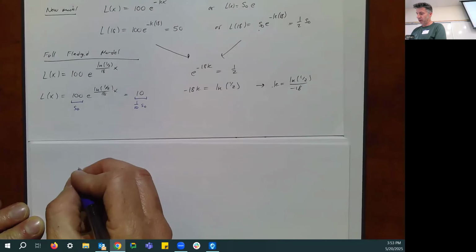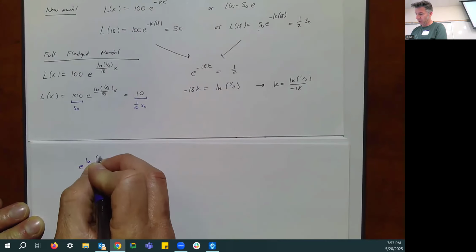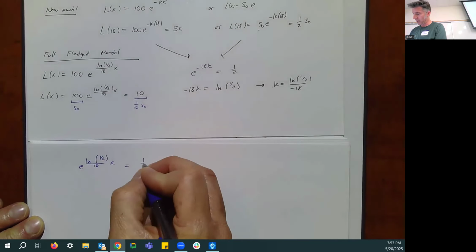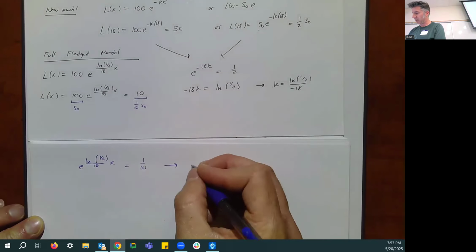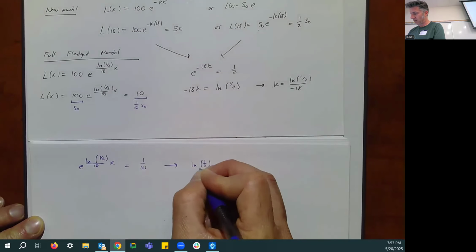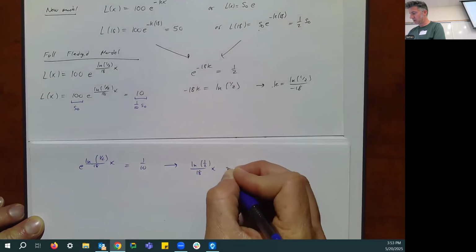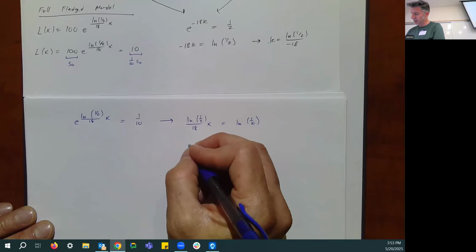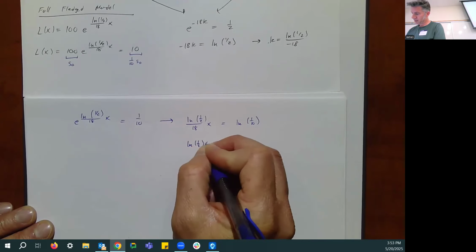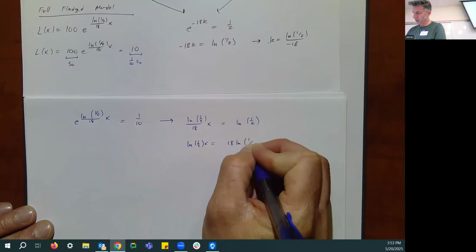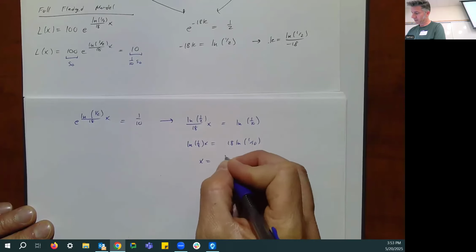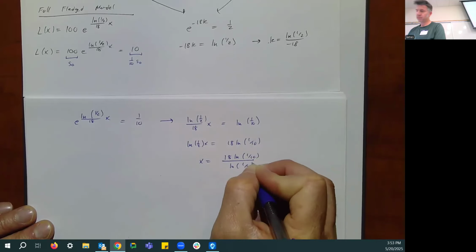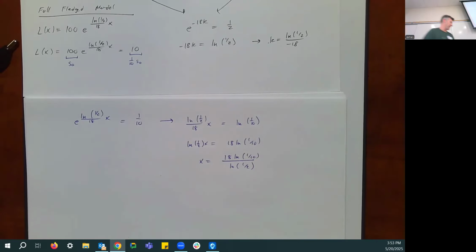So solving for x, we get e to the natural log of 1/2 over 18 times x equal to 1/10. We take the natural log of both sides. We get natural log of 1/2 over 18 on the left times x equals natural log of 1/10 on the right. When you multiply both sides by 18, and we divide both sides by natural log of 1/2. And if we don't have a calculator, we leave our answer like that.